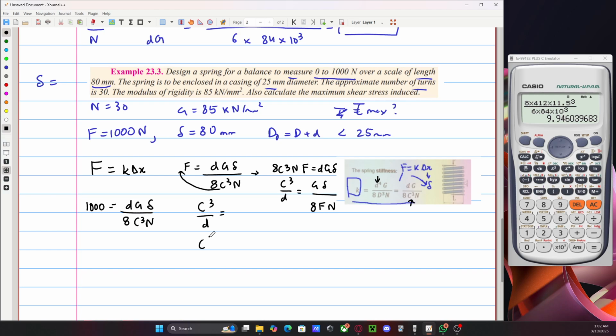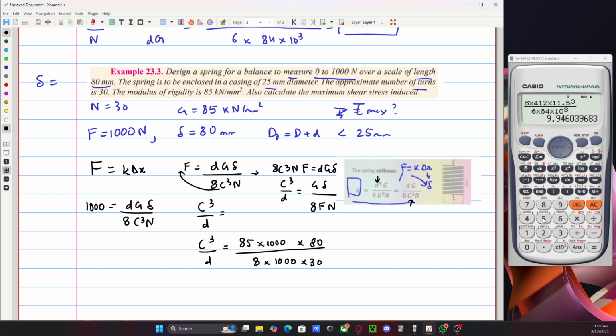So c cubed over d is equal to G, which is our 85 times 1,000. Then we have our del x, which is 80 millimeters. Then it's over 8, and the force is 1,000, so if we assume 1,000 here. And then we have our number of turns, which is 30. Right? So let's check what this would give us.